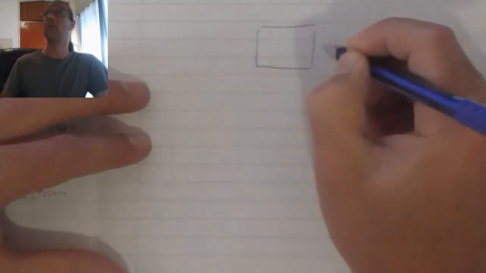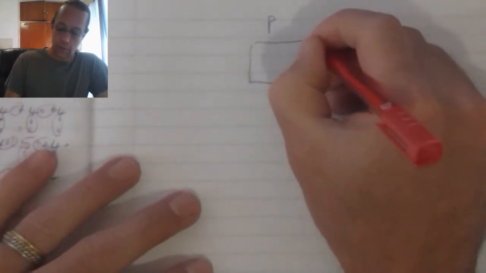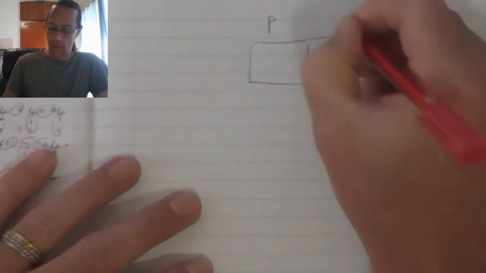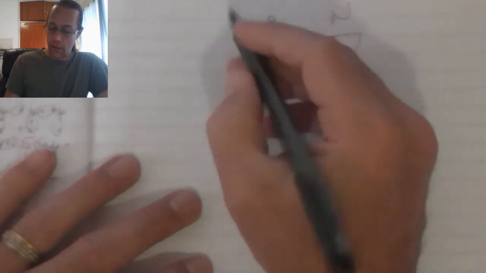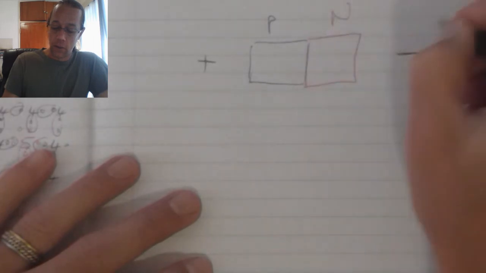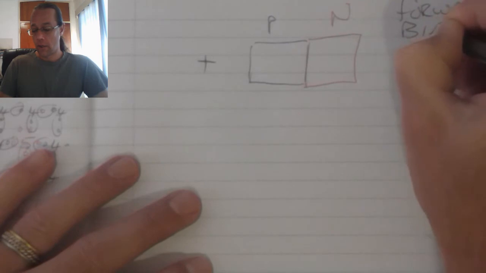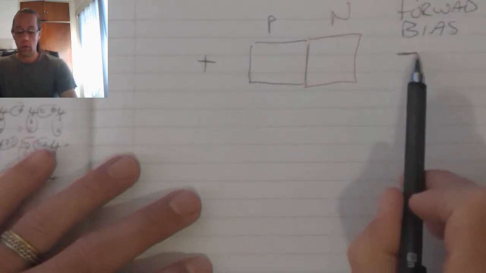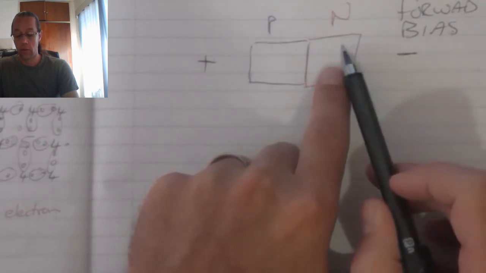When we've got our PN junction, P-type material, N-type material. Remember, we've got the depletion region in the middle over there. When we supply a positive on the P-type material and a negative on the N-type material, this is called forward bias.